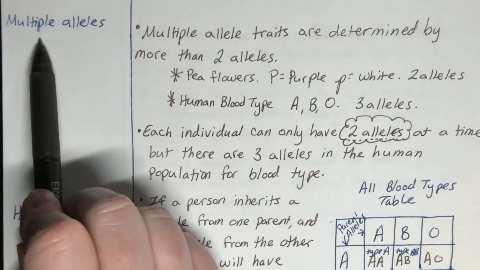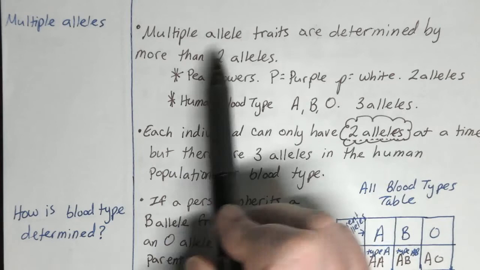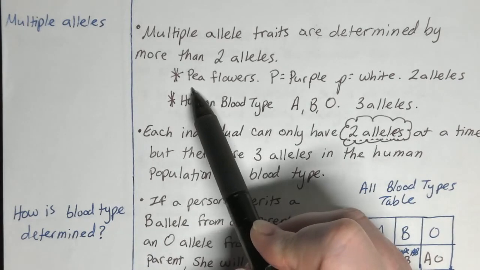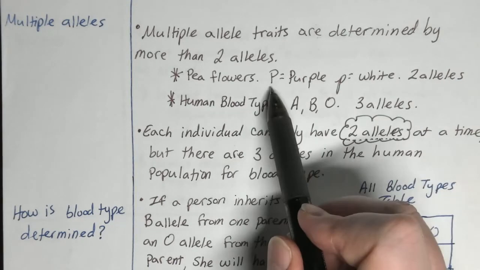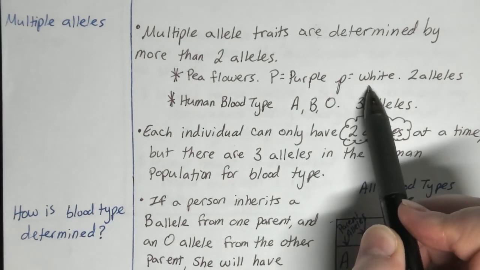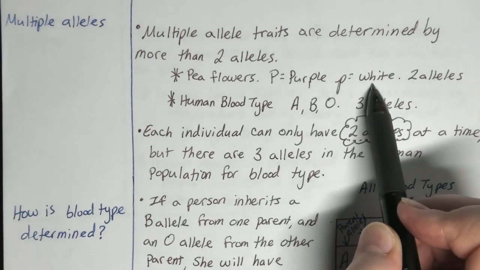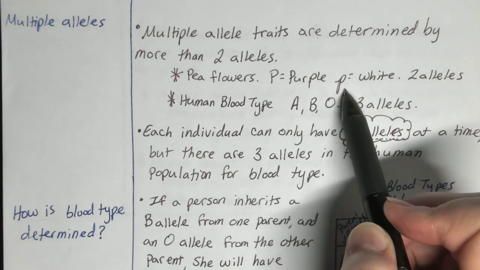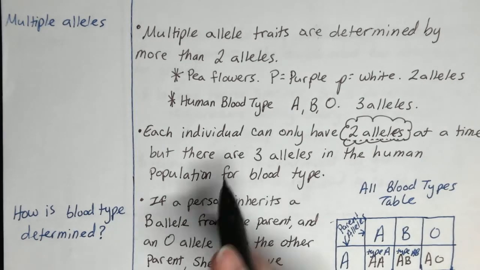Okay, first we're talking about multiple alleles. Multiple allele traits are determined by more than 2 alleles. So if we remember way back to 11.1, like a whole 2 weeks ago, pea flowers, we used capital P to represent purple and lowercase p to represent white. There were 2 alleles, a purple allele or a white allele, and in this situation, purple was dominant, white was recessive, and one was the clear winner, the other one was not.